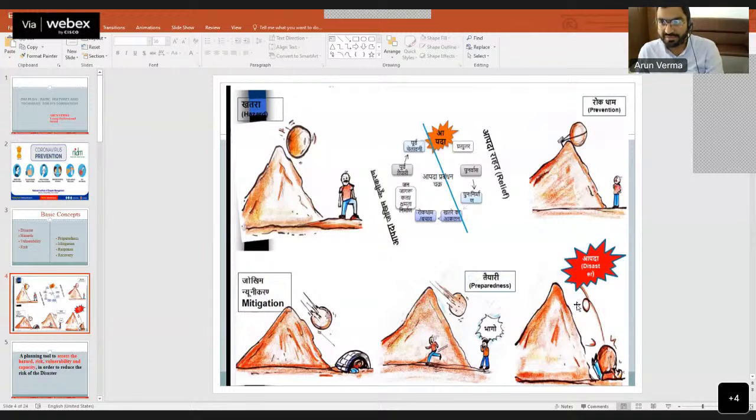So this is a basic, simple difference between a hazard and a disaster: anything that has the capacity to destroy is known as a hazard, but when it is implemented or the event has happened, then it is known as a disaster.